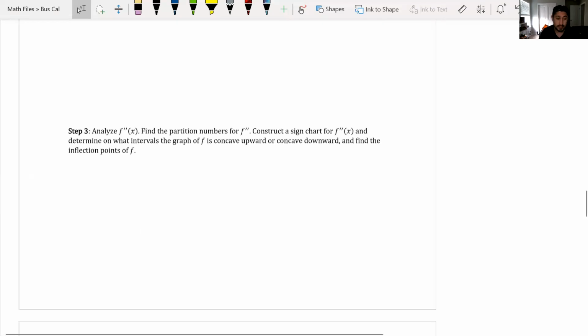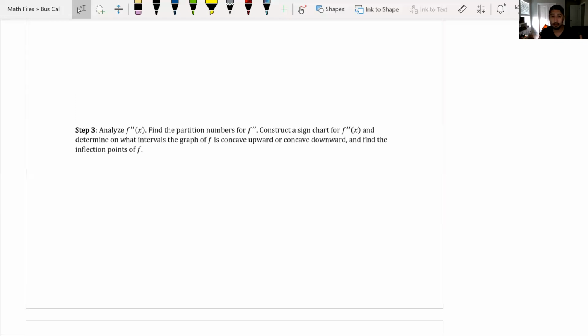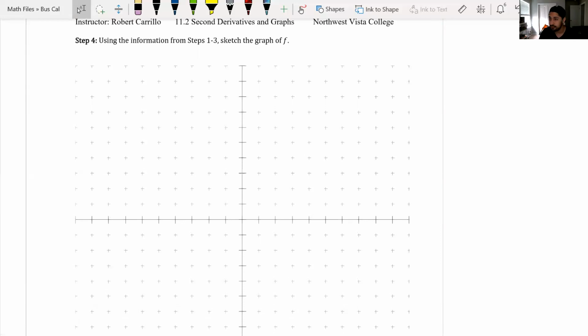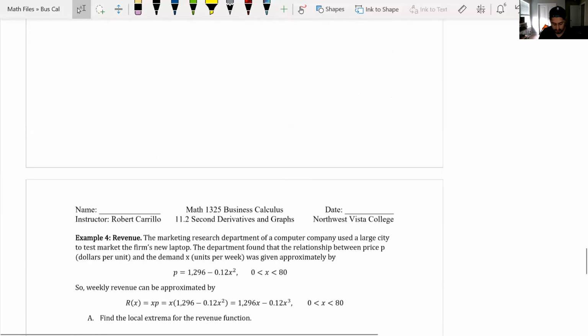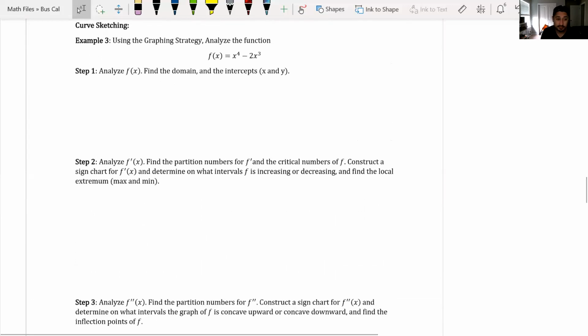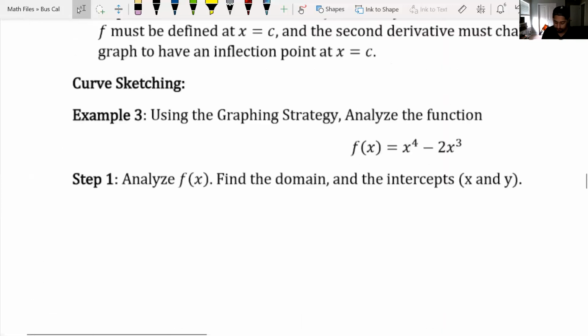Step 3 is everything we're doing today, looking for concavity: take the second derivative, set it equal to 0, solve for x, make a sign chart, find concavity, find possible points of inflection. And then step 4, graph it using all the information. And then, yeah, then we'll have one more left. So let's get started.